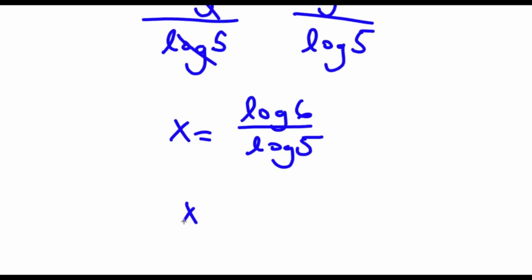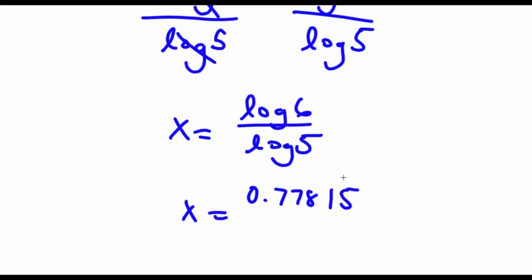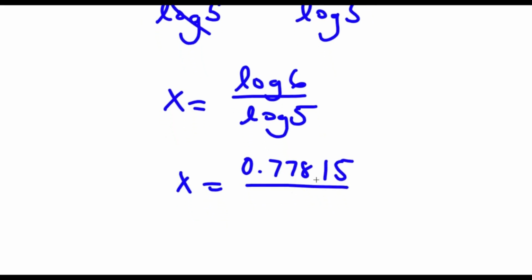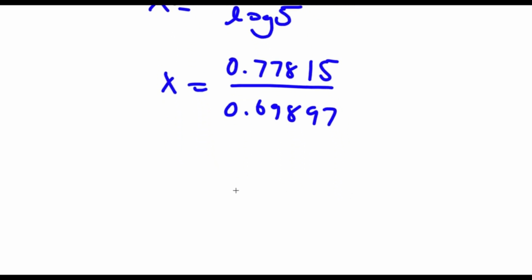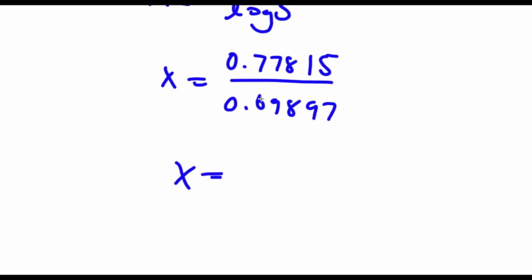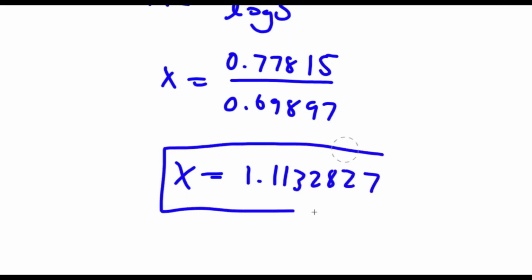Now log 6 is equal to 0.77815, and log 5 is equal to 0.69897. So now if I divide these two, I get 1.1132827. So this is my answer.